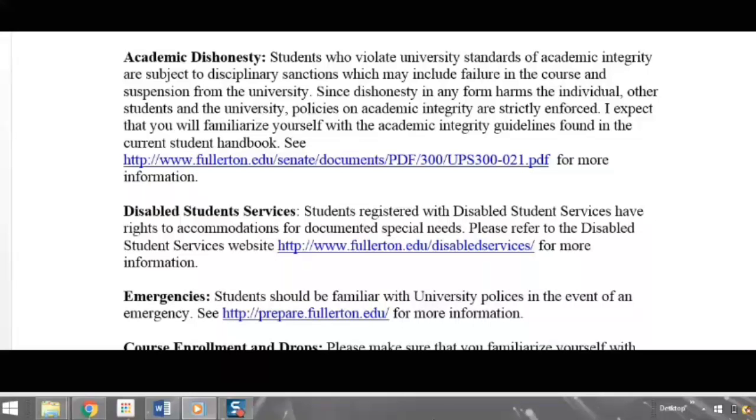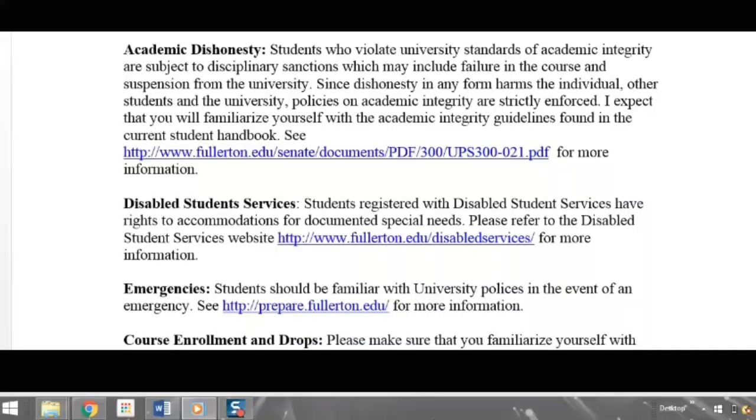Disabled Student Services: students registered with Disabled Student Services have rights to accommodations for documented special needs. Please refer to the Disabled Student Services website for more information. This is also another really important section here. Since we are in a sociology class, one of the things that we highlight is the importance of creating an egalitarian society, creating a system and a society that allows everyone the same opportunity. So if there are any disabilities that you may be experiencing that could hinder your performance, it's very imperative that you get in touch with me about it as soon as possible so that I can provide you with the necessary accommodations as soon as possible.